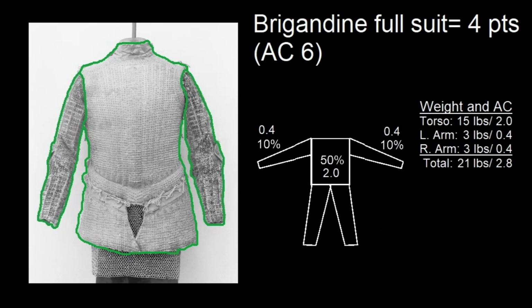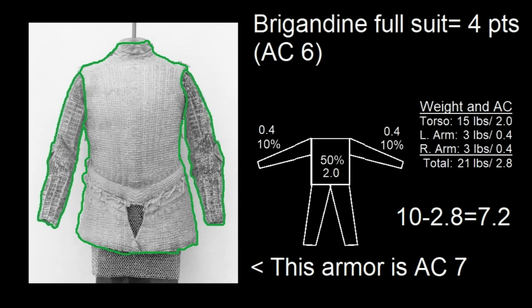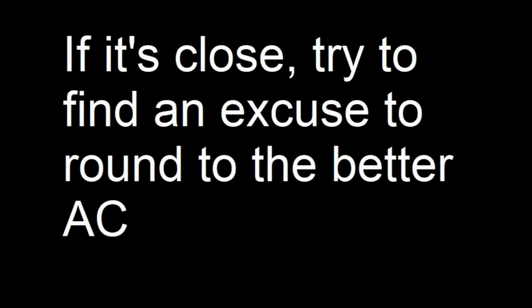Because 2nd edition uses descending AC, we subtract 2.8 from 10 to find the AC. The wearer's AC would be 7.2. On page 147, it tells us that if the decimal AC is 0.3 or less, round down. The AC of this armor set is AC 7, or equivalent to studded leather. The skirt didn't come into play. If it would have been 7.4, I would have used it as an excuse to round down to the next better AC. Again, this isn't an exact science.